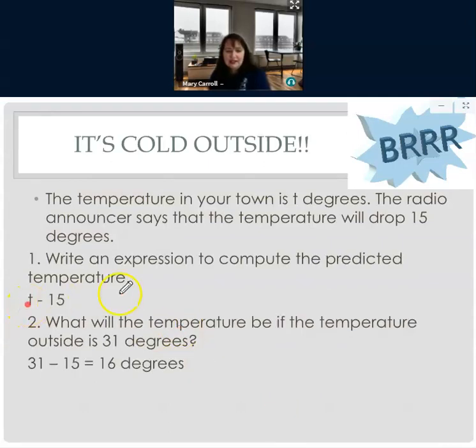Alrighty, first thing is I do have my still set up. It is just T minus 15 because it's dropping 15 degrees. I put my 31 minus 15 in there, and I got 16 degrees is what it will be. Okay.